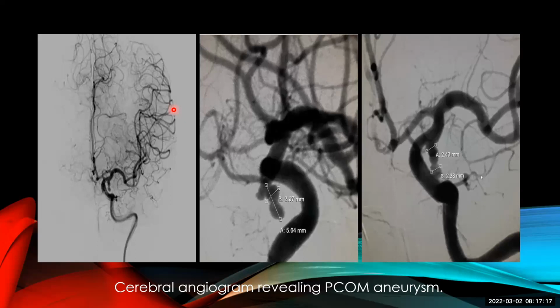This is the cerebral angiogram taken for this patient. The most obvious finding here was the presence of the PCOM aneurysm. At the same setting, we proceeded with coiling, and she recovered well 2 months after the coiling, with residual partial ptosis and limitation in extraocular movement.